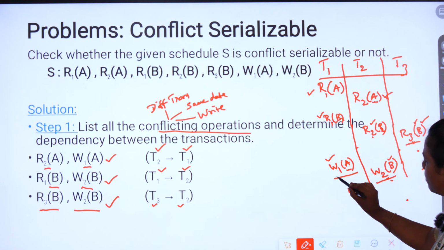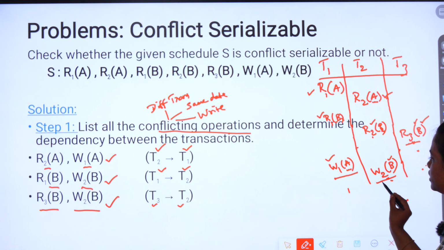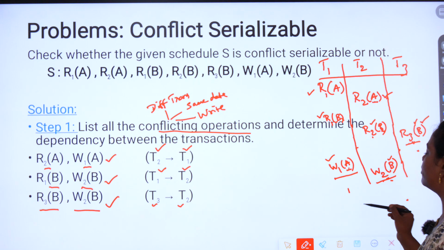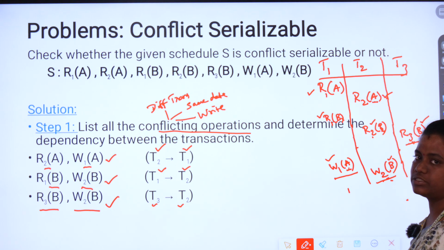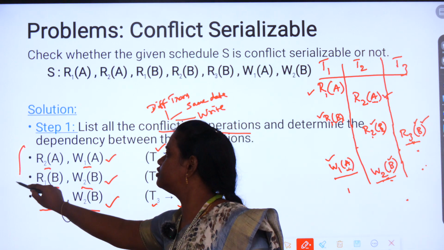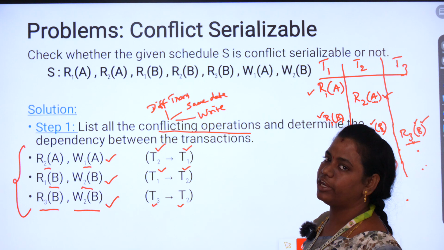Next I need to check W1 of A. For W1 of A, the next instruction in the cycle is W2 of B. Here both are dealing with different data items, so definitely there is no conflict. So that's all. We have checked all the operations in the schedule. Okay, now these three instructions are your conflicting operations. Now we have found the conflicting operations.